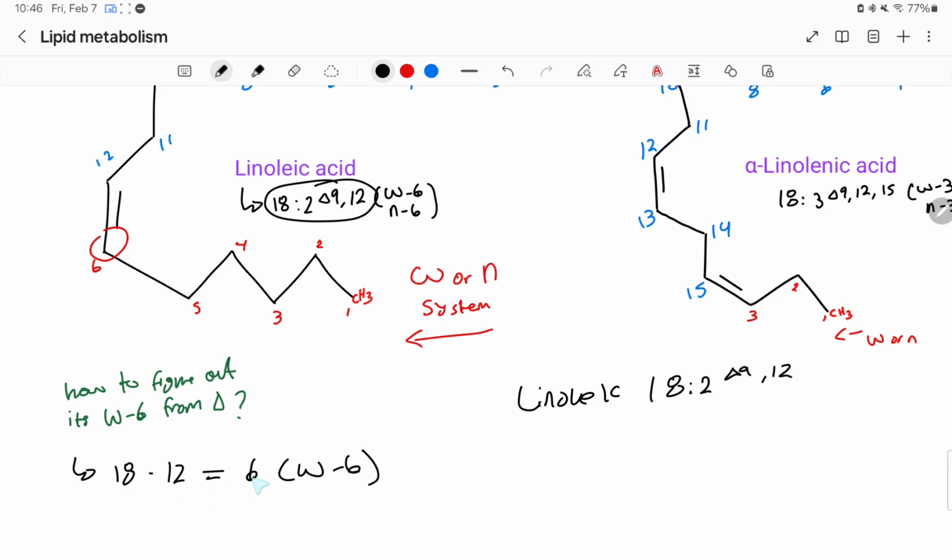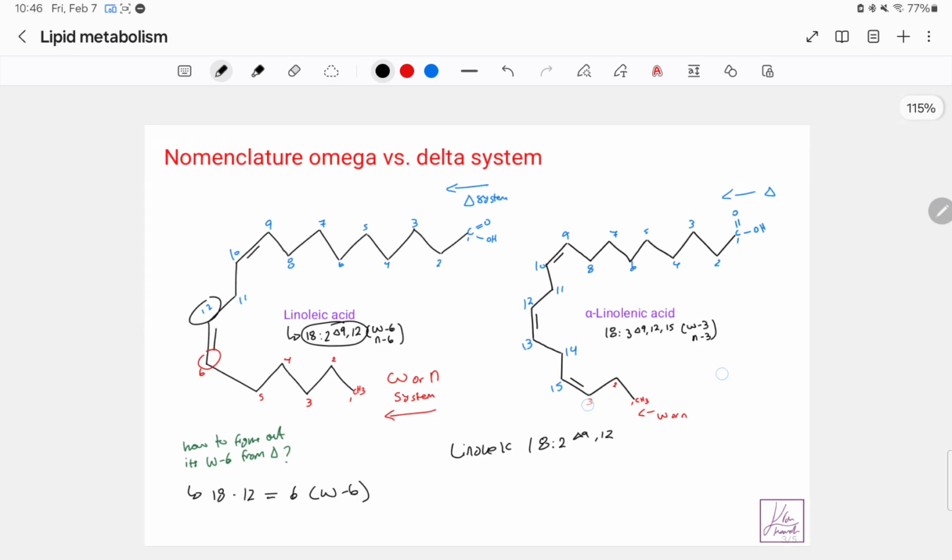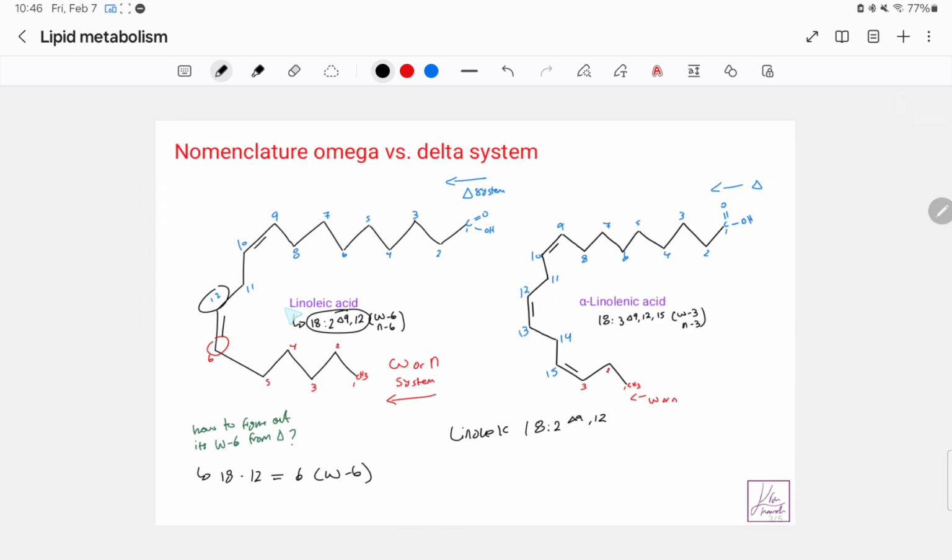Why does this work? Because the whole thing is 18 carbons long, and usually the last double bond is listed in the delta system as last. So if 12 is here and the entire thing is 18, if I subtract that, the remaining 6 have to be counted from the other side, from the methyl side. That's how you know we have an omega-6. This is a very common question that can be asked, so an easy way of remembering it is this.